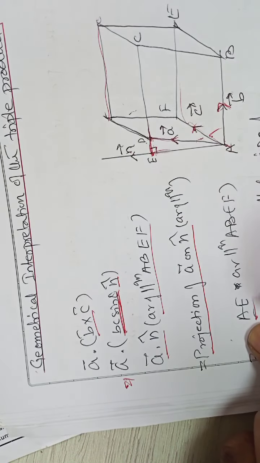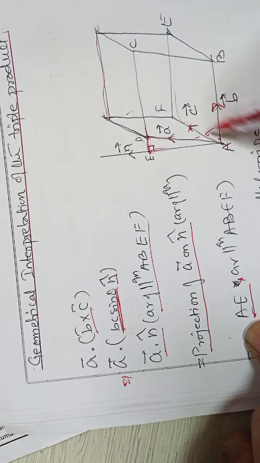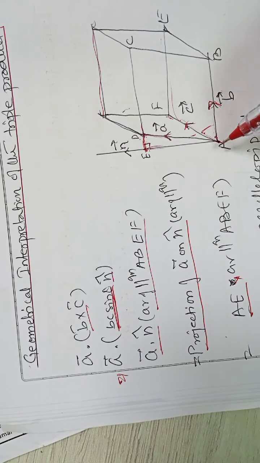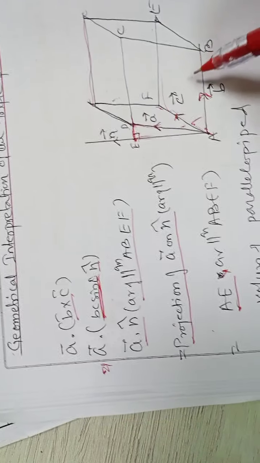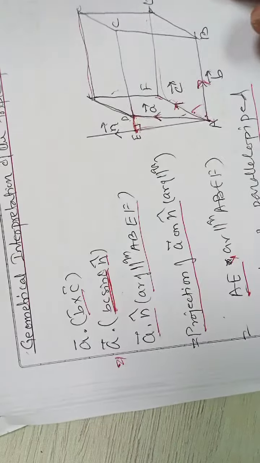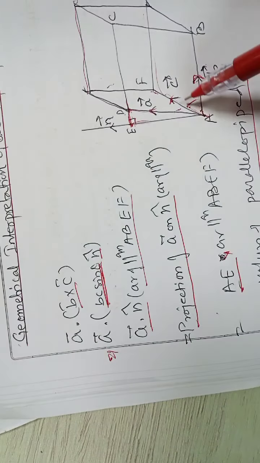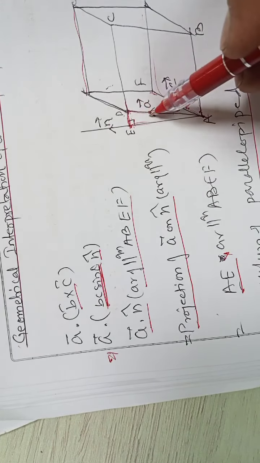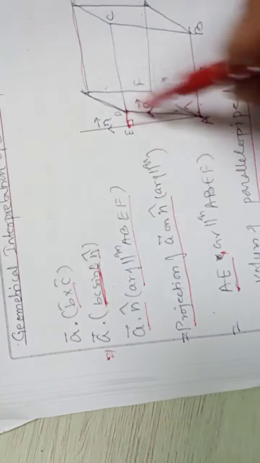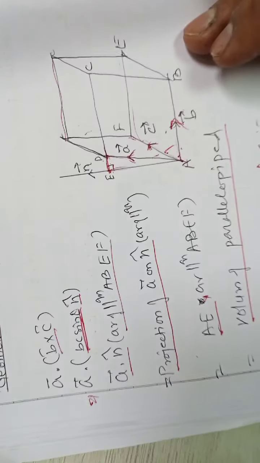So this will be AE times the area of the base, and area of base into height is the volume of any regular figure. By that we get the volume of the parallelepiped. So if in a parallelepiped three sides are represented by three vectors, then A dot B cross C gives you the volume of the parallelepiped.